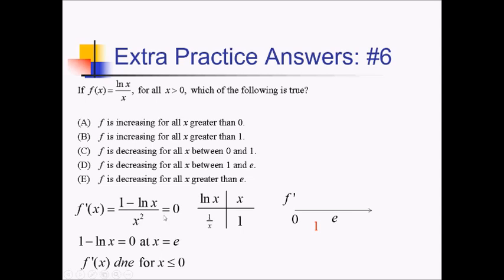So that's going to make my denominator positive. My denominator is always going to be positive because we're squaring stuff. Up here, ln of 1 is 0. 1 minus that is a positive.